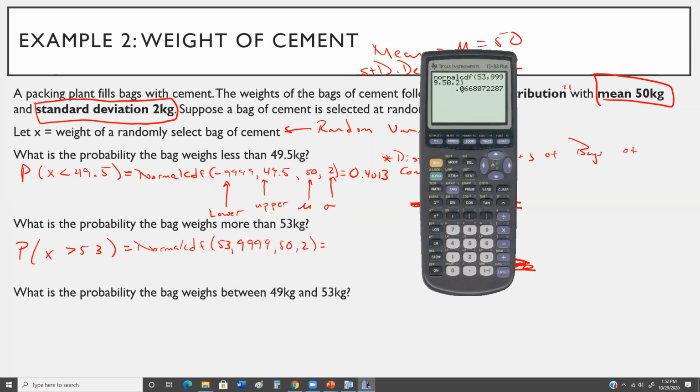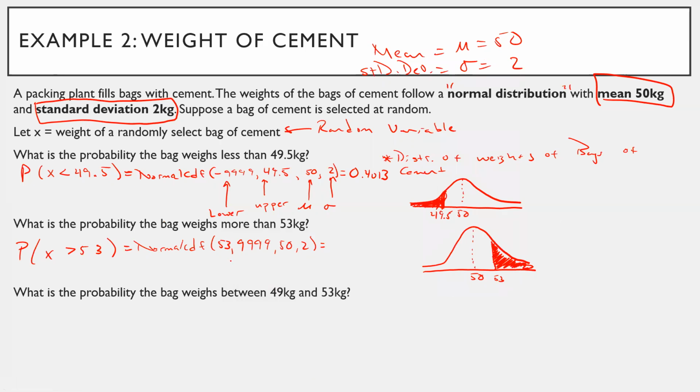How many people got this? 0.0668. Great. Now the last question, what is the probability it weighs between 49 and 53? So you're at 50, 49, 53. You want to be between those 2 numbers?